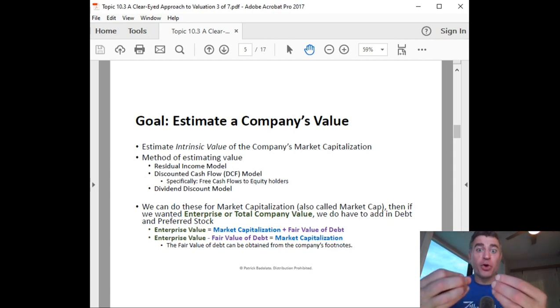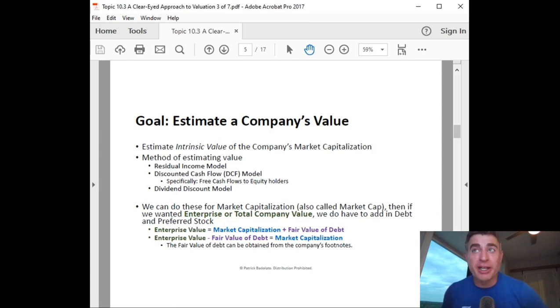Market cap is the total value of equity. I'm going to focus on the market cap here. So we're deciding whether or not we should buy a stock, and is the stock over or undervalued as a representation of our share of equity ownership. But if you needed to do enterprise value, it's a very simple thing to add in here.